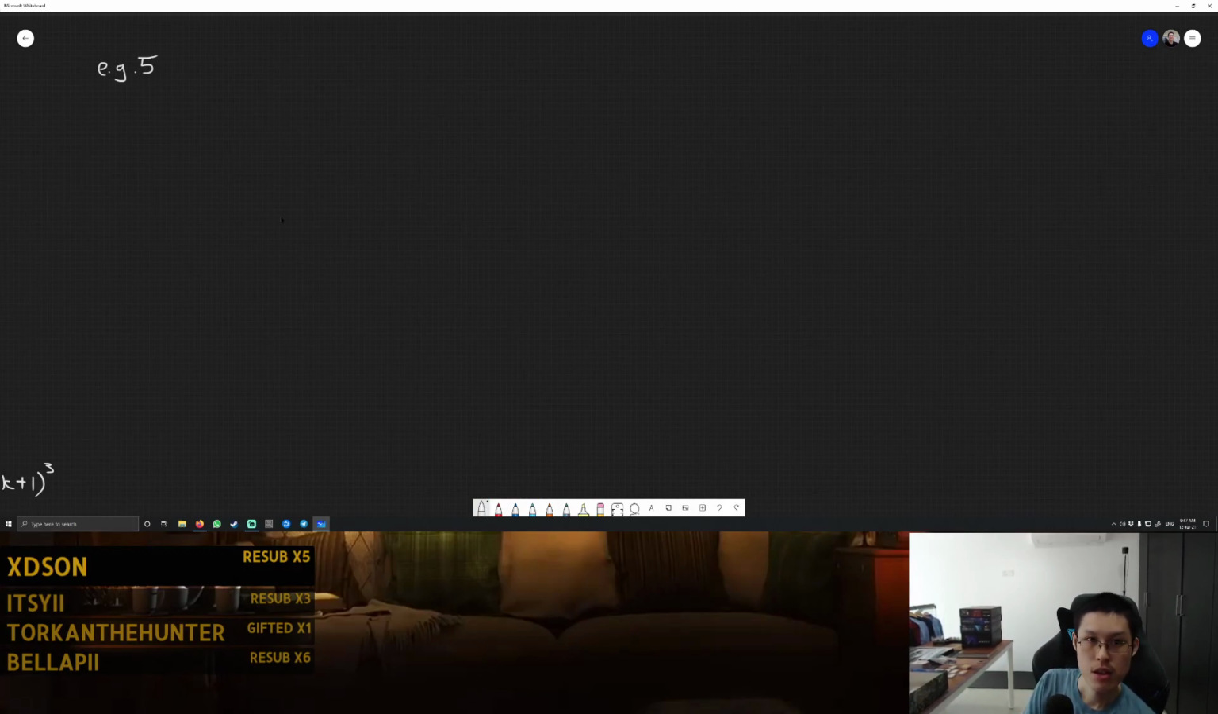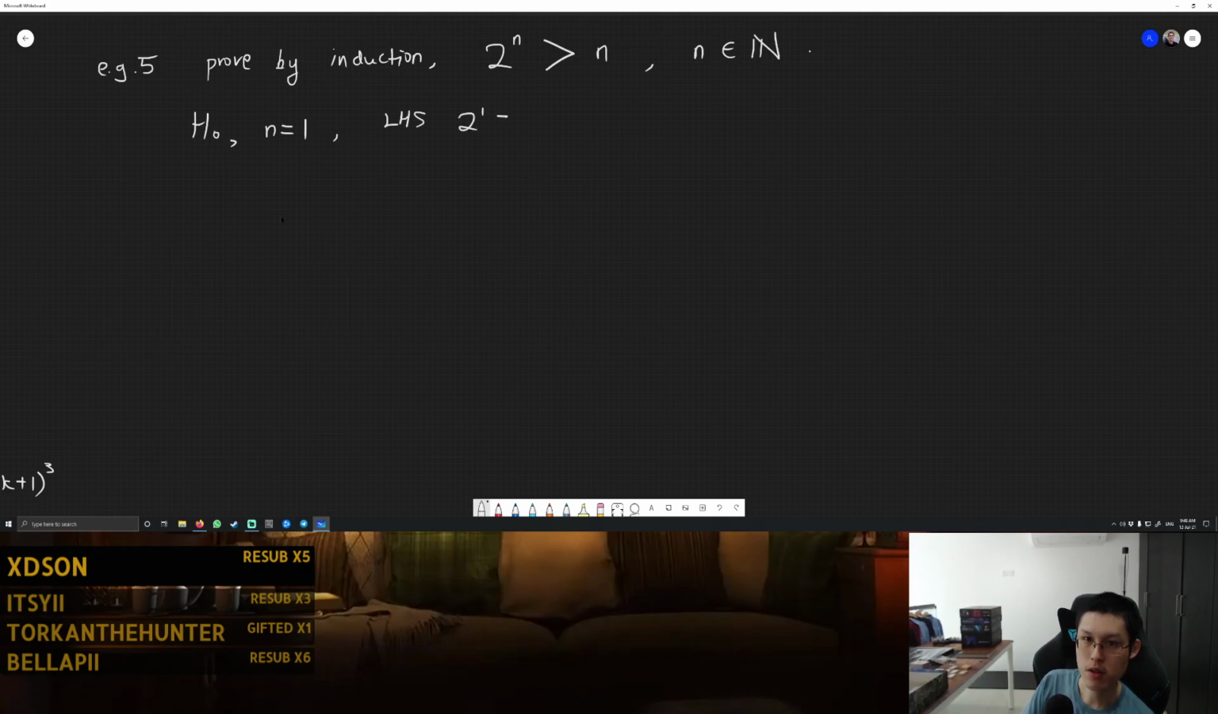Example number 5. So, prove by induction that the value 2 to the power of n is always greater than n, for a natural number n. Okay, so how do you do this? Well, first we're going to do the base case as usual. We're going to say n is equals to 1. So when n is equals to 1, the left-hand side is going to be 2 to the power of 1, which is 2. And the right-hand side is, well, 1.